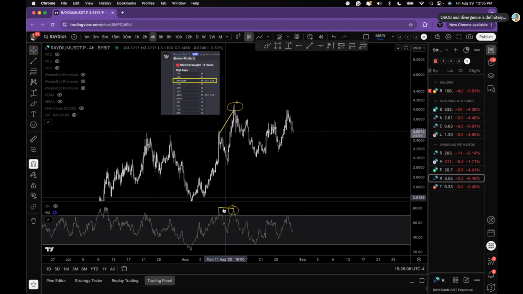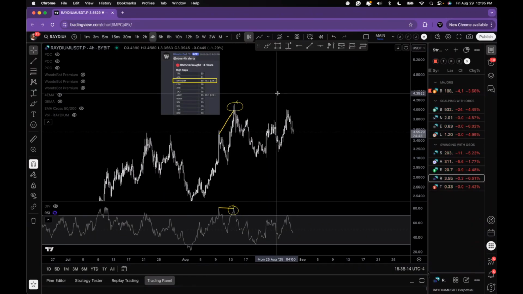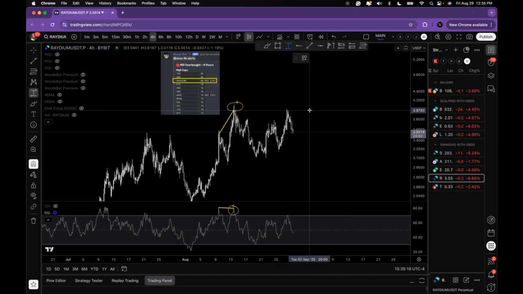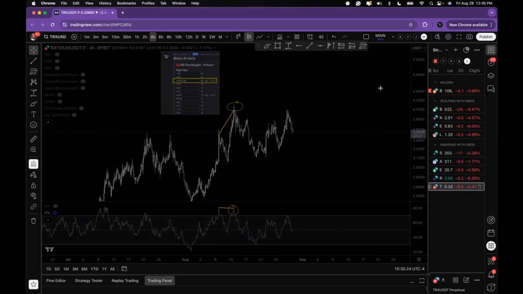And Radium again has that RSI divergence example. So you can see not only was it overbought, it also had an RSI div for you here. Just another confluence for you to open up the charts with more confidence to take the trade. You know, this one played out for 22%.